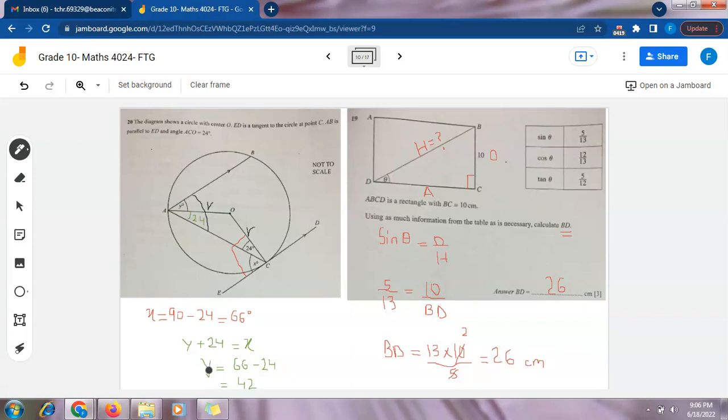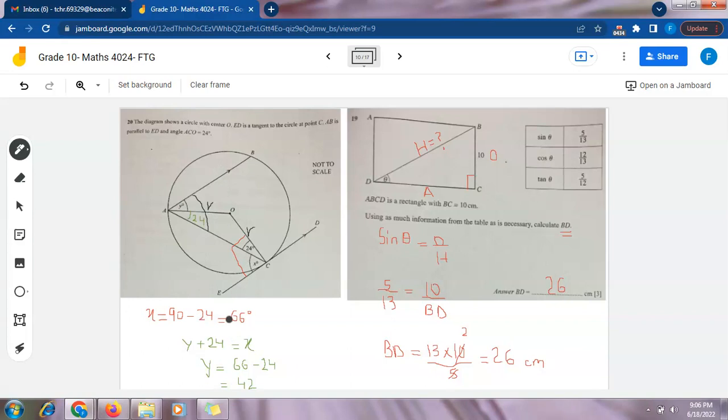Since we have to find the value of y, we will shift this plus 24 to the other side. Y will be equal to 66 minus 24. That is, the value of y is coming out as 42 degrees. We don't have to mention the reason. If the question states that you have to write the reason, then you can write the reason.